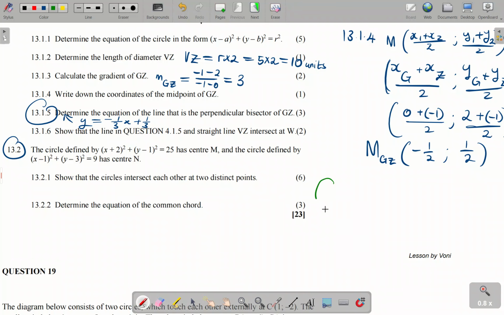Number one is when you have them like this. Number two is when you have them like this. Number three is when they intersect at exactly one point. This is one point. And there is no intersection. And there is also this one, internal, when they intersect internally. So be mindful of those. Let me erase this.